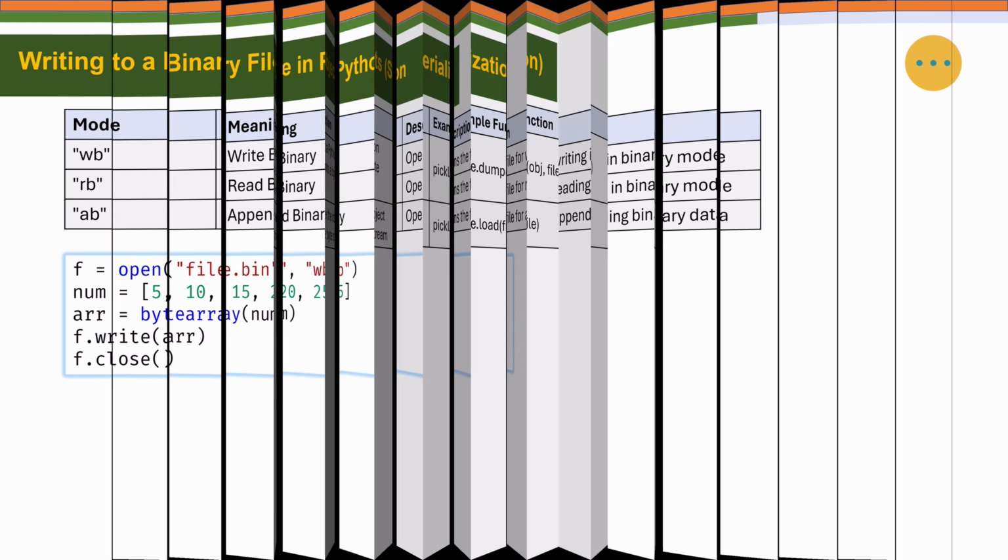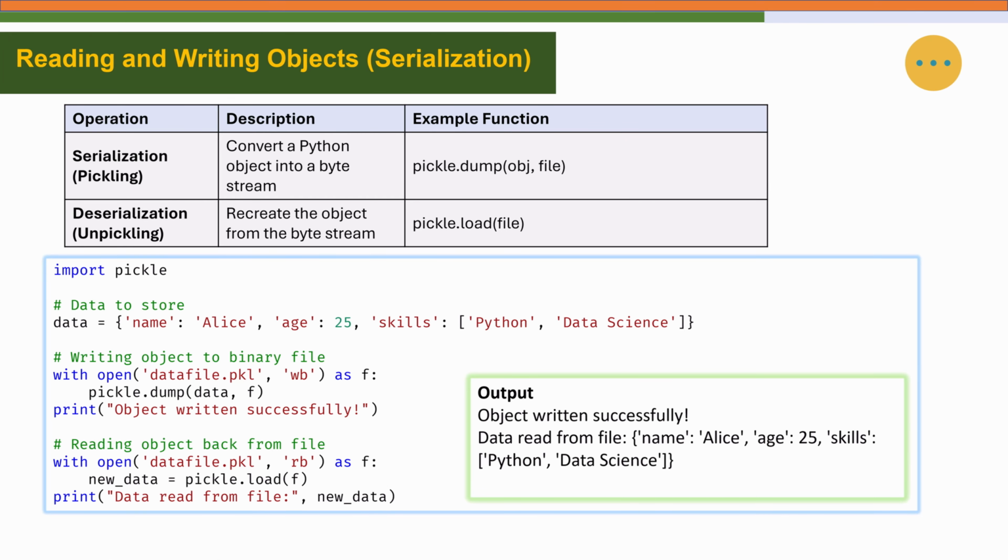In Python, we can not only store text or bytes, we can also store entire Python objects like dictionaries, lists, or even class instances. This process is known as object serialization, or in Python terms, pickling. Here's how it works. We start by importing the pickle module.